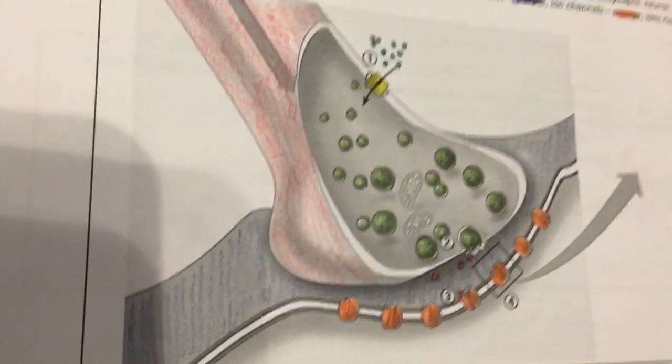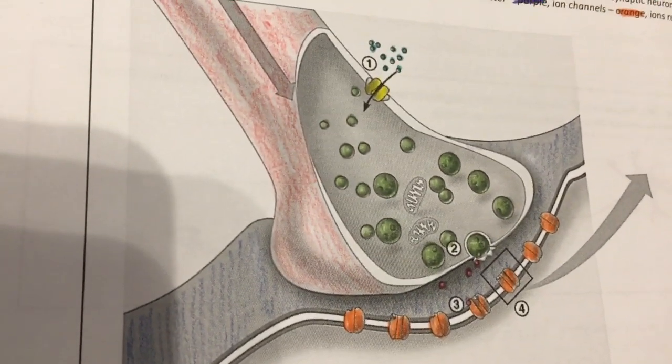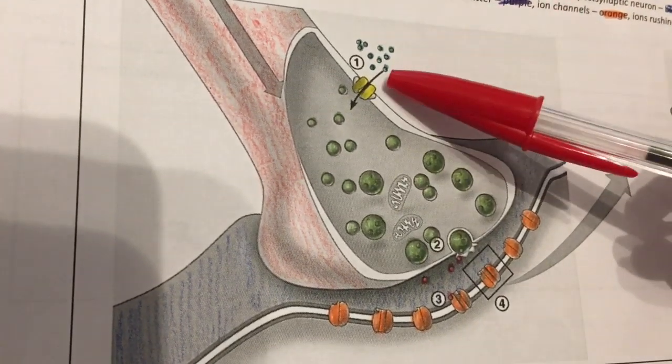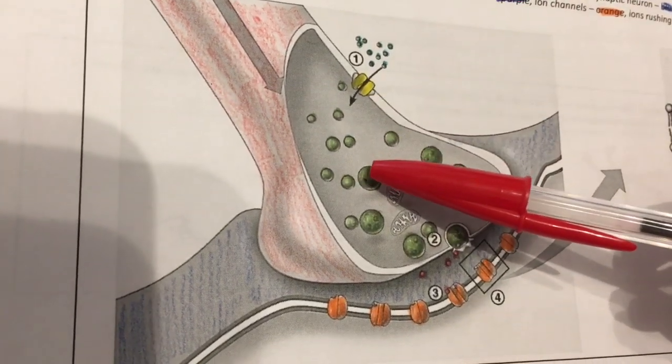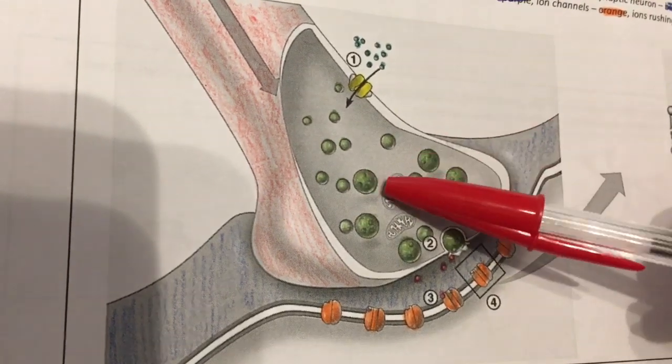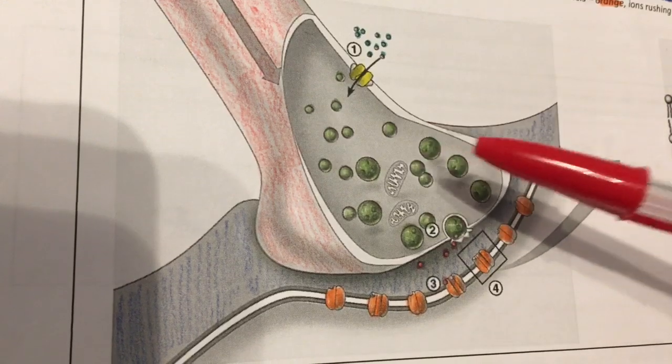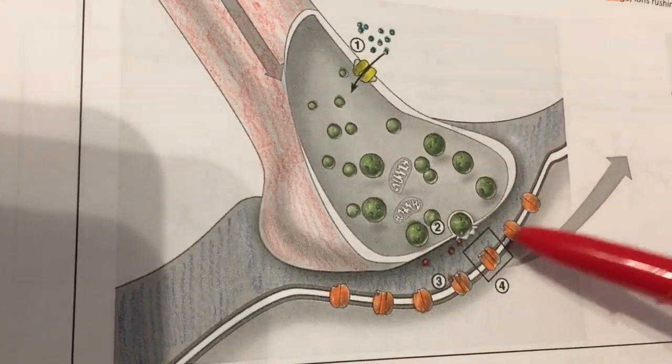Phase 3 is the synapse, and this starts when calcium channels open in the presynaptic axon terminal, and then the calcium rushes into the presynaptic axon terminal. And then the synaptic vesicles fuse with the axon membrane and empty the neurotransmitter into the synaptic cleft.